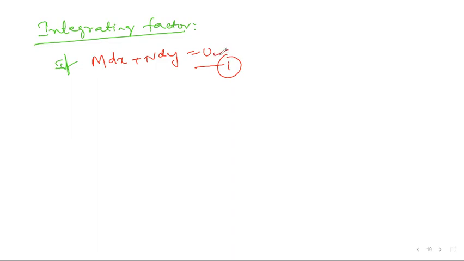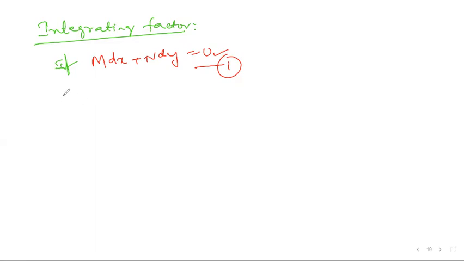Remind here, not every differential equation of first order first degree is exact. Sometimes it may not be exact. To make it an exact differential equation, we should multiply by some function of x and y, which is called an integrating factor. So the first method, rule 1, is inspection.